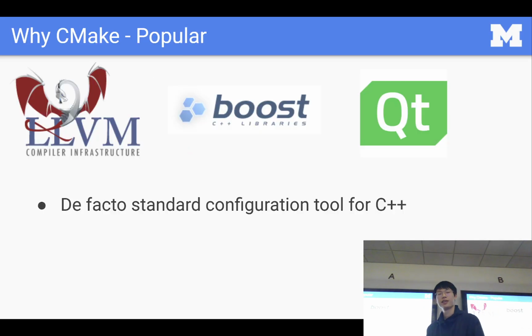Why CMake? The second reason is that it's popular. It's the de facto standard configuration tool for C++. Lots of popular libraries use it, say LLVM, on which your Clang compiler is built, and the Boost library, which is a very advanced C++ library for algorithms and stuff like that. Also the Qt system.